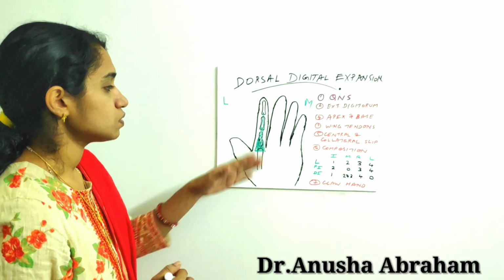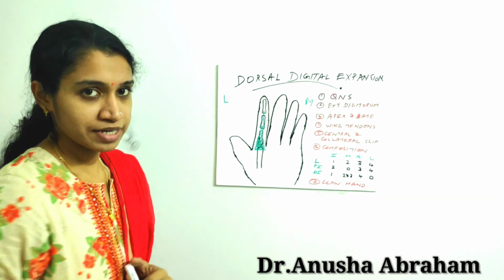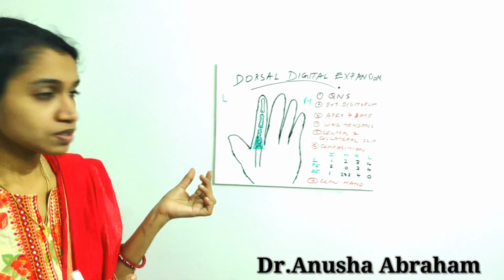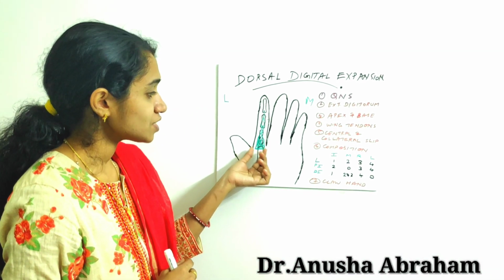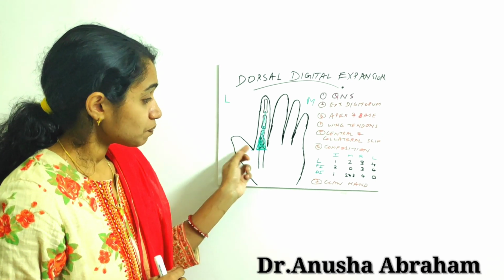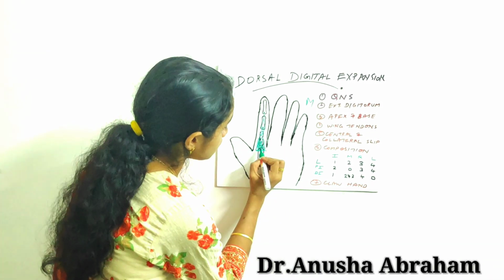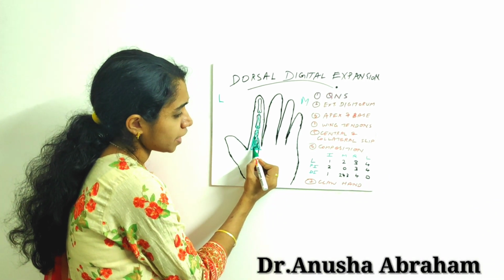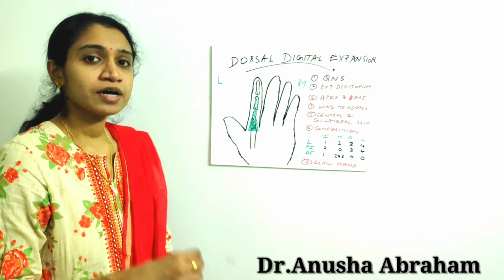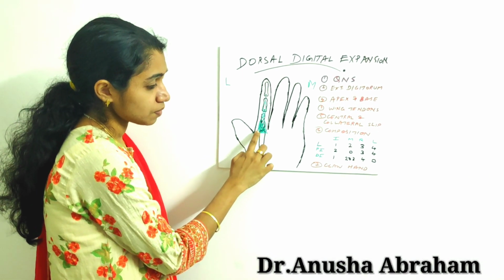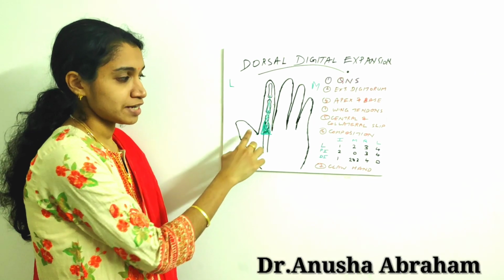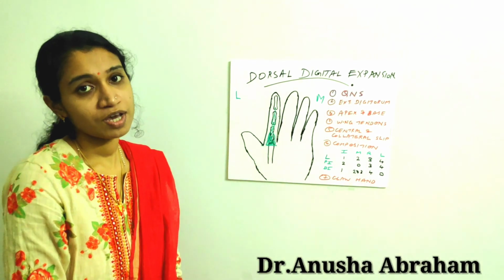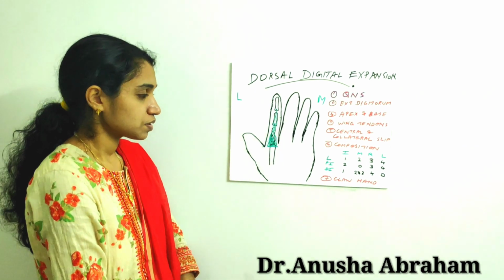Coming once more to the apex and base of the dorsal digital expansion. As I've already told, the base or hood has an attachment to the head of the metacarpal bone. Via a fibroareolar ribbon, the base of the dorsal digital expansion is attached to the head of the metacarpal bone. Just keep that in mind.